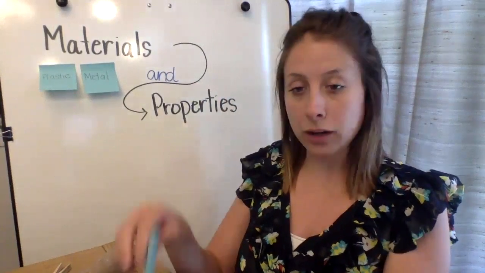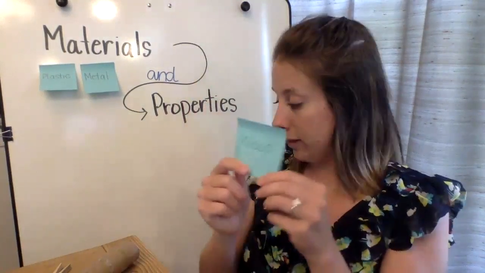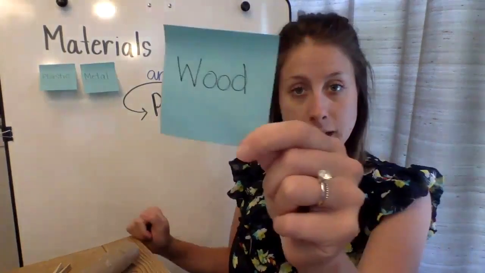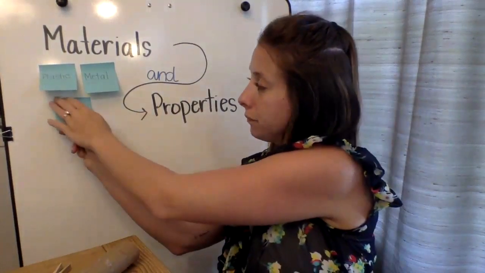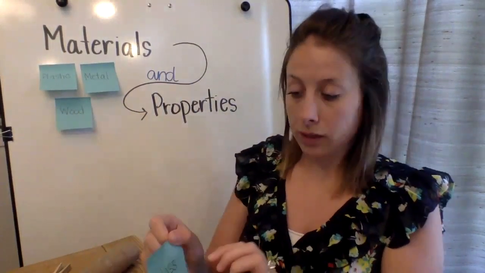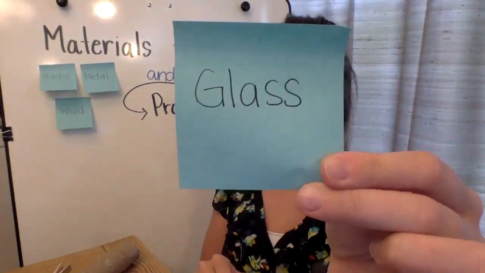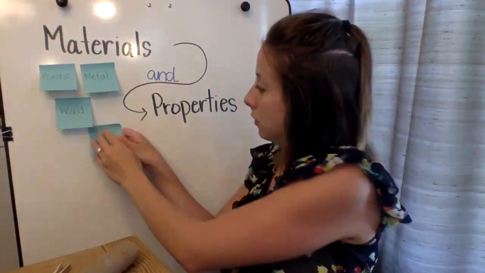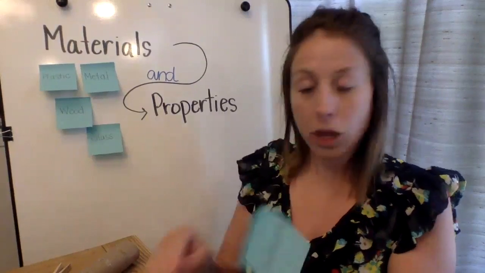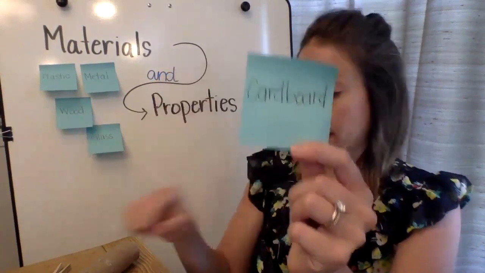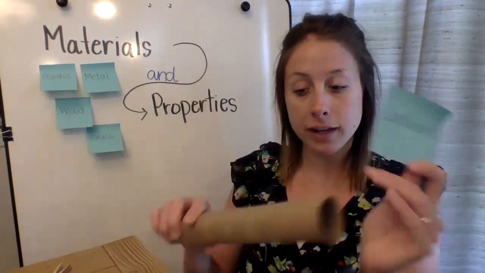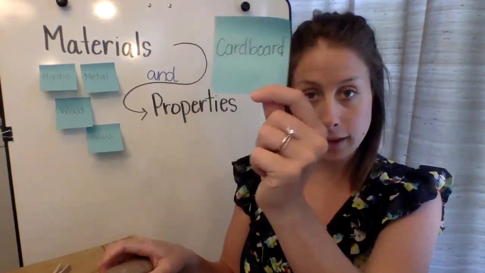Another type of material is wood. I don't know if you could see, but there's a table right in front of me, and the table is made out of wood. Glass is another material that you guys are very familiar with. Cardboard. Okay. I actually have a paper towel roll right here. This is made out of cardboard. That's its material.